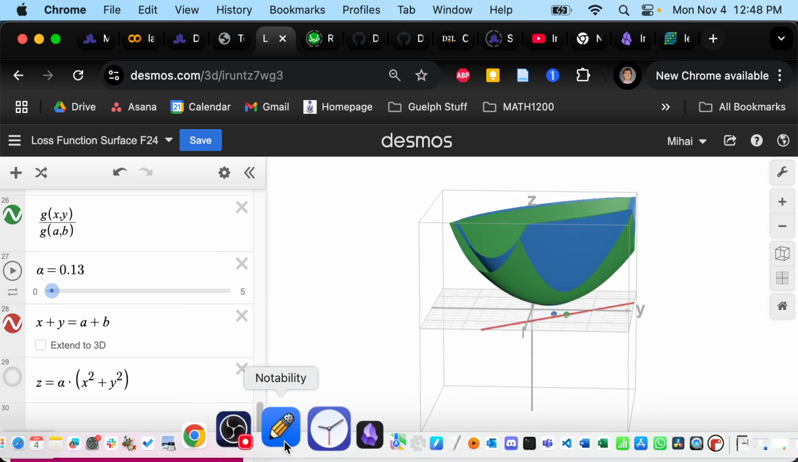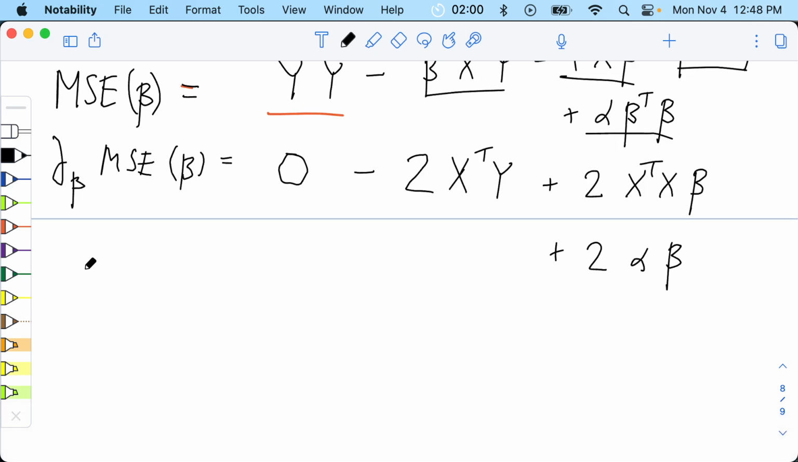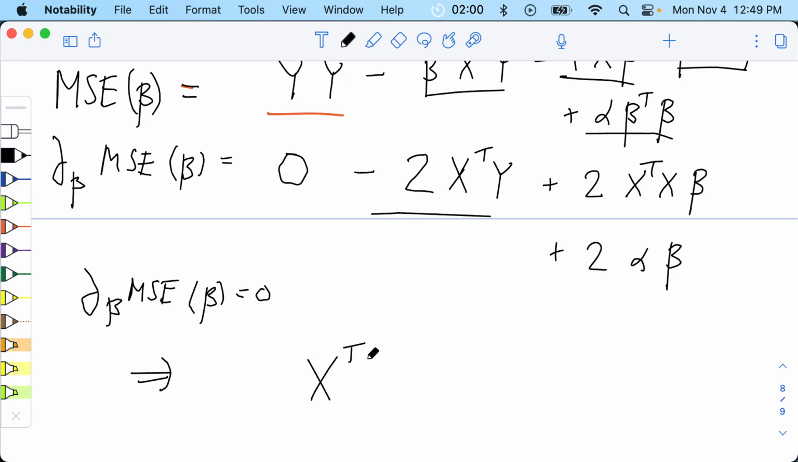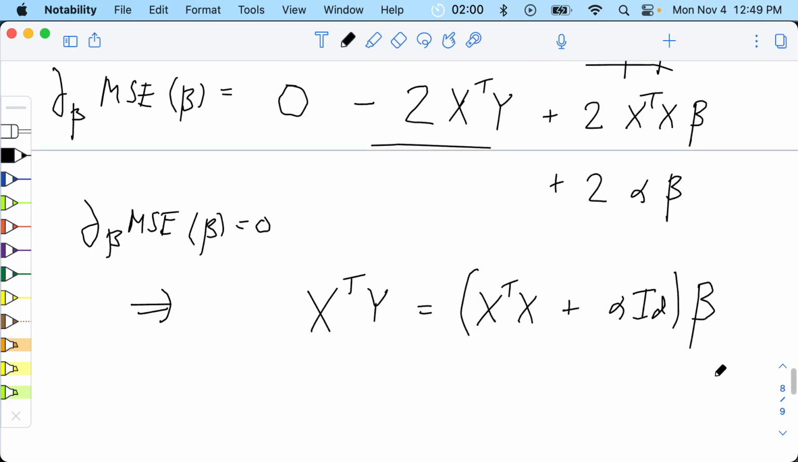Okay? And the answer is solve this equal to 0. So the derivative equals 0. That means this thing with a negative moves to the other side. All the 2's cancel out, and you get this equation: X transpose y equals X transpose x plus alpha times the identity matrix times beta. So this is the equation that you get at the optimal, the best possible beta star. The minimum of the bowl happens when the derivative is 0, and it satisfies this equation.